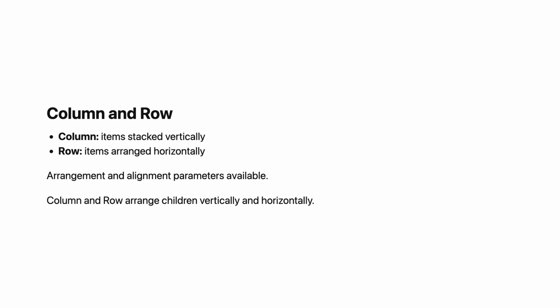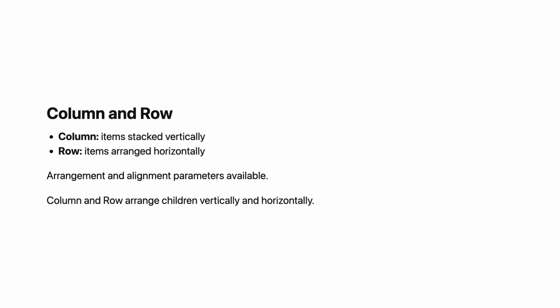Column and Row are the Compose equivalents of vertical and horizontal LinearLayout. They take parameters for arrangement and alignment. Vertical arrangement and horizontal alignment for Column. Arrangement.SpaceBetween spreads children out. Alignment.CenterHorizontally centers them.